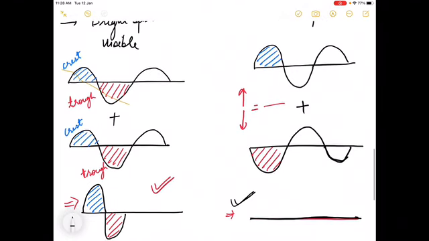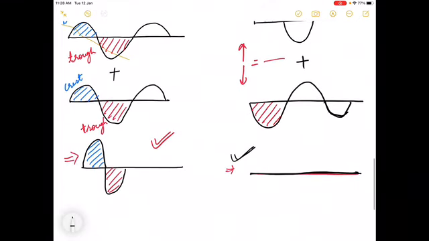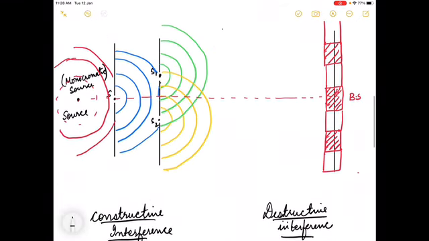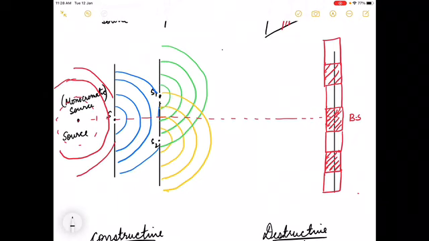I hope that is understandable, right? Clear? Okay, so this is the concept here. So basically let's look back here, right? Now how can we visualize the crest and the trough in this particular case? You guys have to understand here.